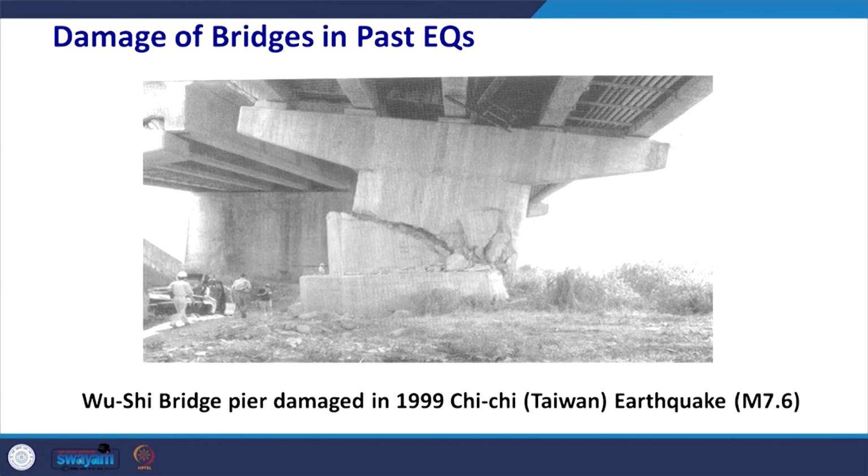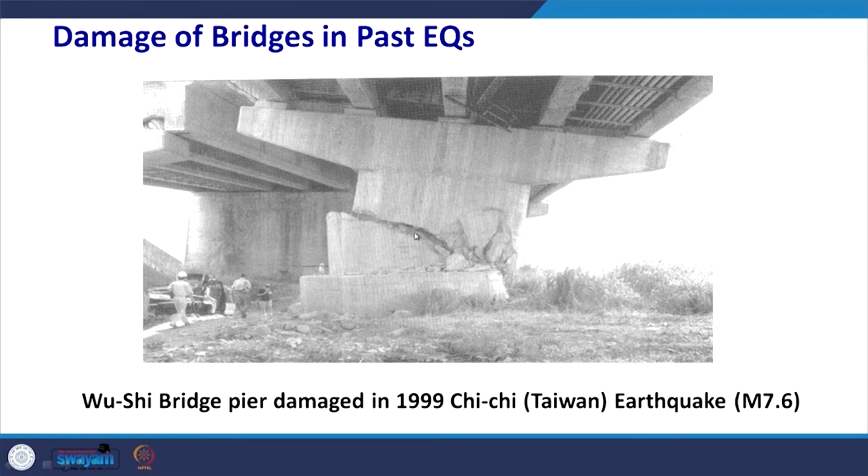Continuing with this, this is another example from the 1999 Chi-Chi Taiwan earthquake of magnitude 7.6, and you can see that this is a bridge or flyover, and the piers of the bridge got damaged.